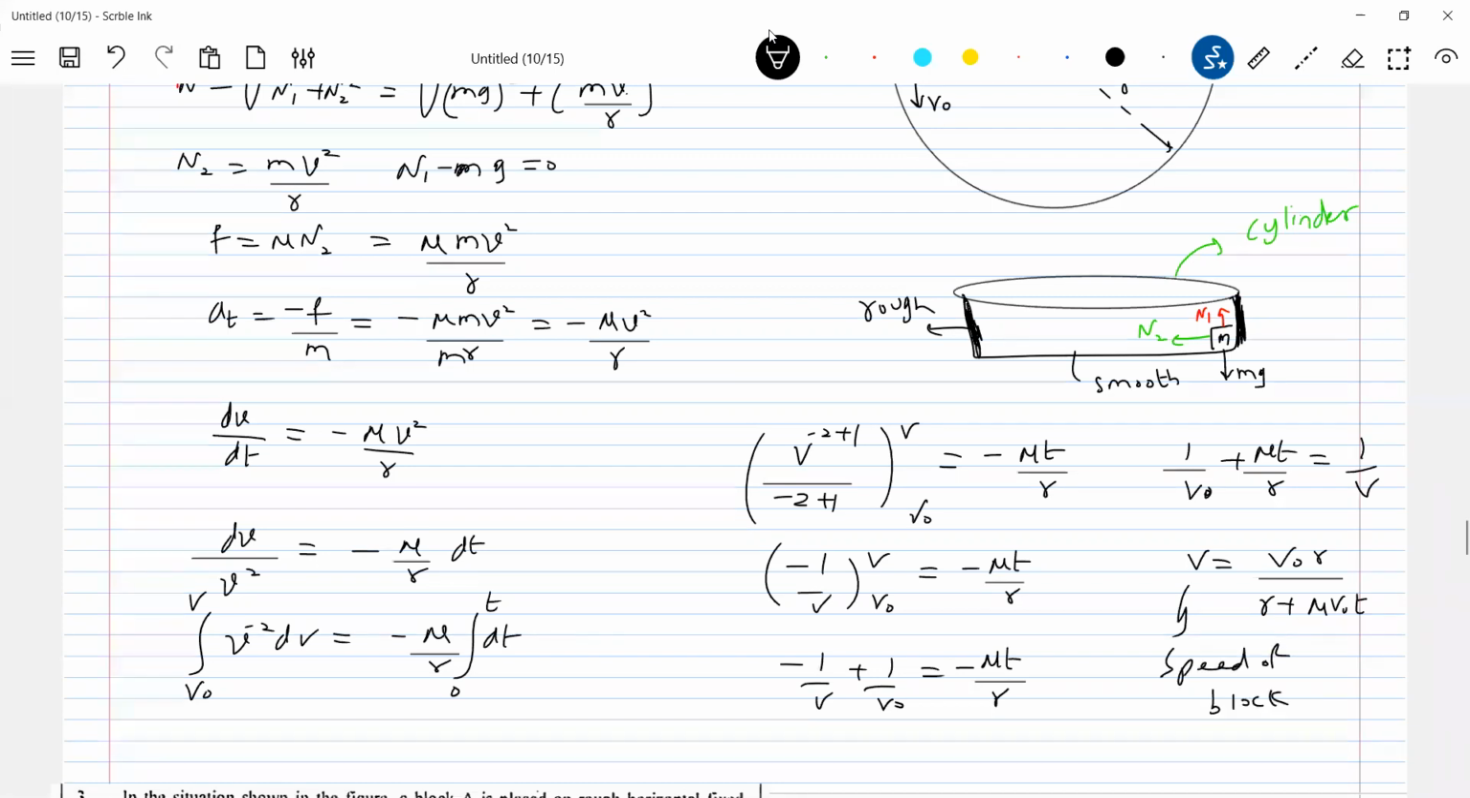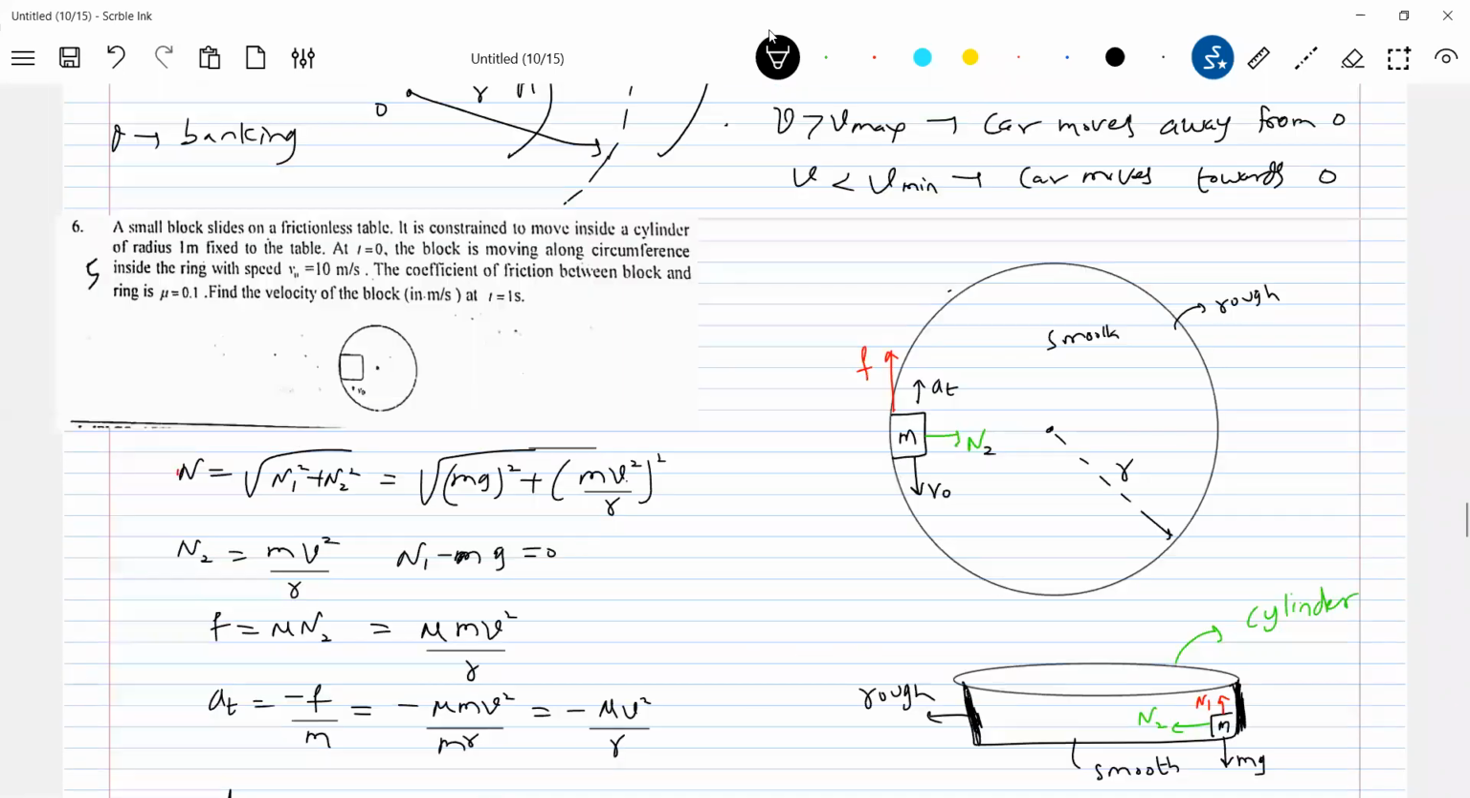I think there's nothing to do with circular motion, no? Some resultant of forces will provide the central force. It's all about the basics again, what we learned in laws of motion. You should be very clear about the diagram. You look at the question. A small box lies on a frictionless table. It is constrained to move inside a cylinder, and the coefficient of friction between the block and the ring is given, telling this is the ring or cylinder.